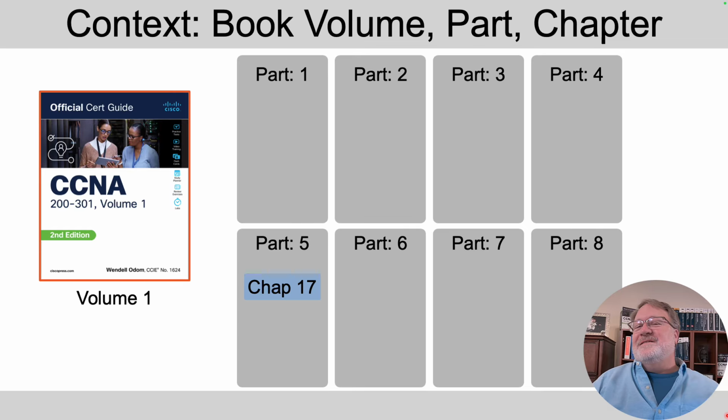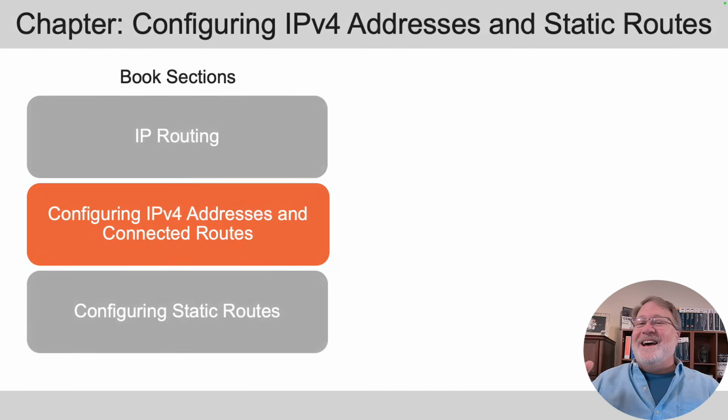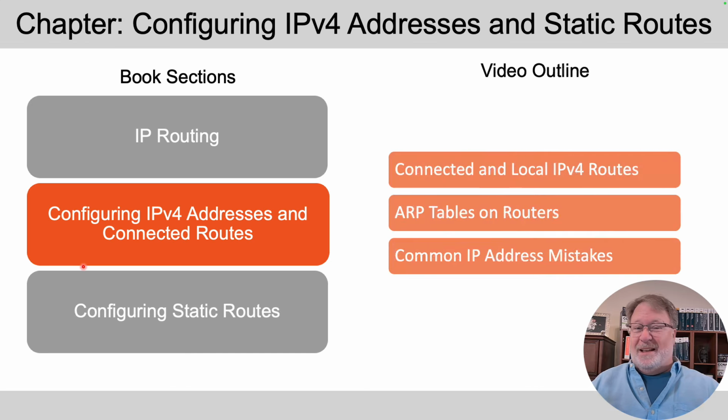For context, this content matches content you'd find in the official Cert Guides, Volume 1, Part 5, Chapter 17 in the current edition. And in that chapter, you'd find three major sections. The second of those is configuring IPv4 addresses and connected routes. And that connected routes part is where we'll focus to begin this video. I'll talk about what those connected routes are, some related routes called local routes that are far less important. And once we're through that, we'll talk about ARP tables and how to look at the ARP tables you'll see on routers. And those are the two core topics for this video.